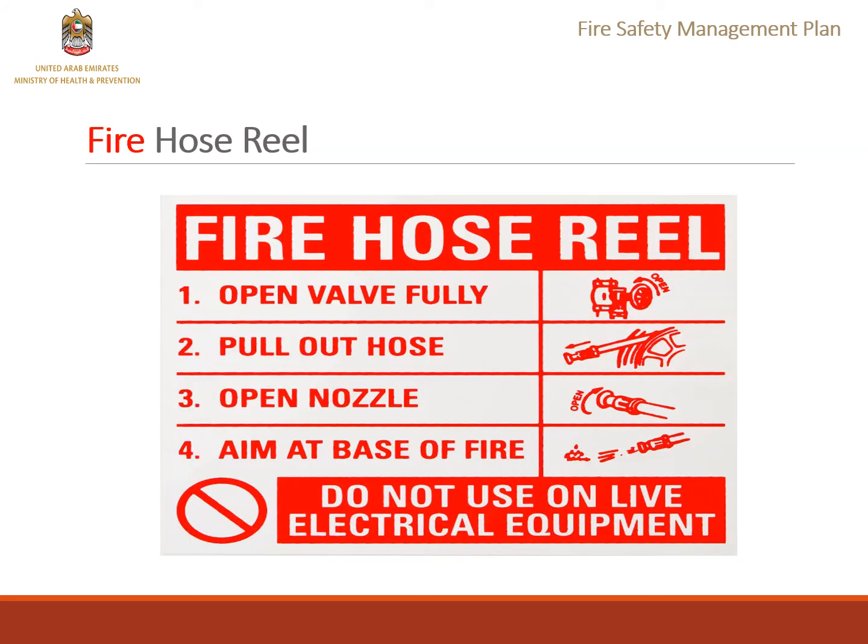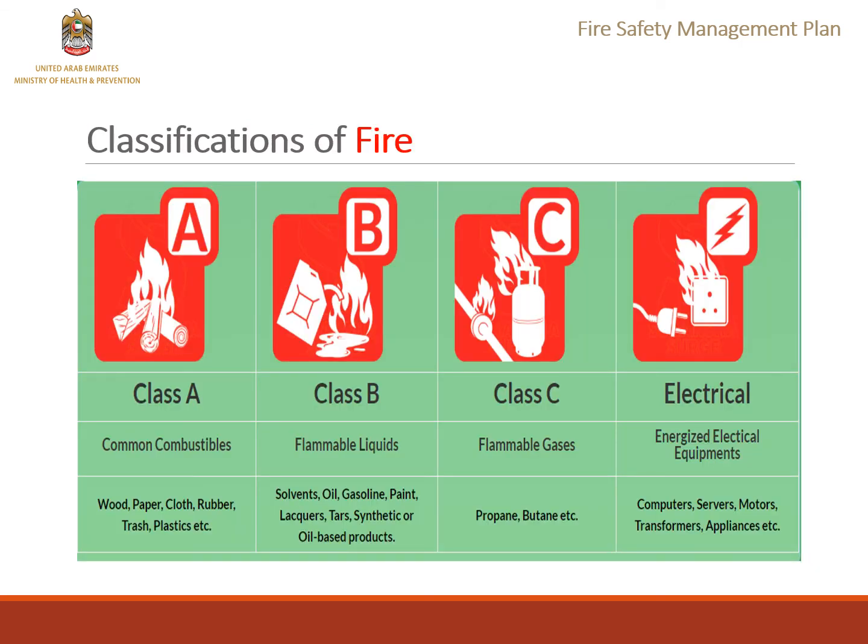Here we have the fire hose reel, which is usually used by civil defense only unless you have a qualified staff member. So you might have seen that you have two types of fire extinguishers in your hospital, carbon dioxide and dry powder. Carbon dioxide comes in a black label, and dry powder comes in a blue label. So the question is, what's the difference between the two, and when do you use carbon dioxide or dry powder?